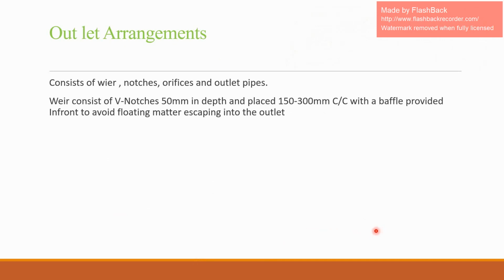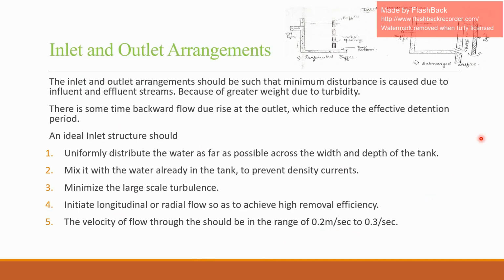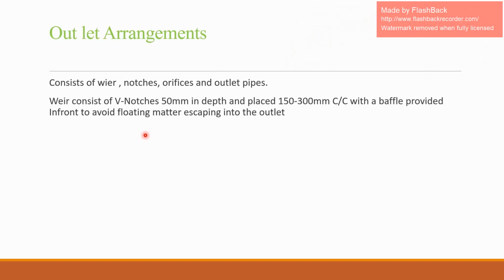Next one is the outlet arrangement. The outlet arrangement consists of a notch or a weir. Especially, we tend to use a V notch, placed in between 150 to 350 mm center to center, with baffles provided. So this is the outlet arrangement.